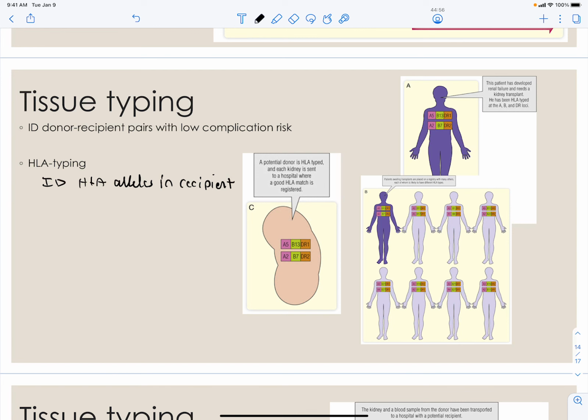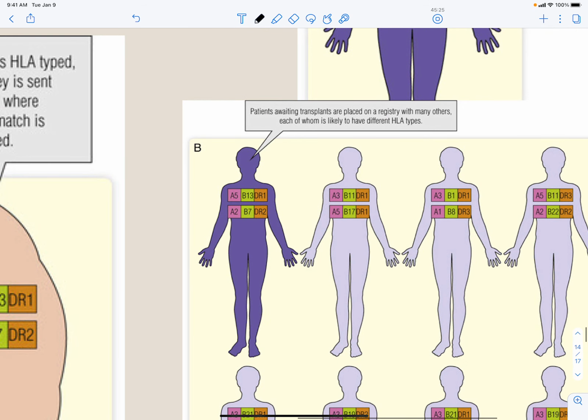So in this case, in the picture over here, it shows the patient, in purple, has developed renal failure and needs a kidney transplant. The patient has been typed at the A, B, and DR loci. And so you can see they're A5, A2, B13, B7, DR1, and DR2. And then the patient is going to await a transplant.